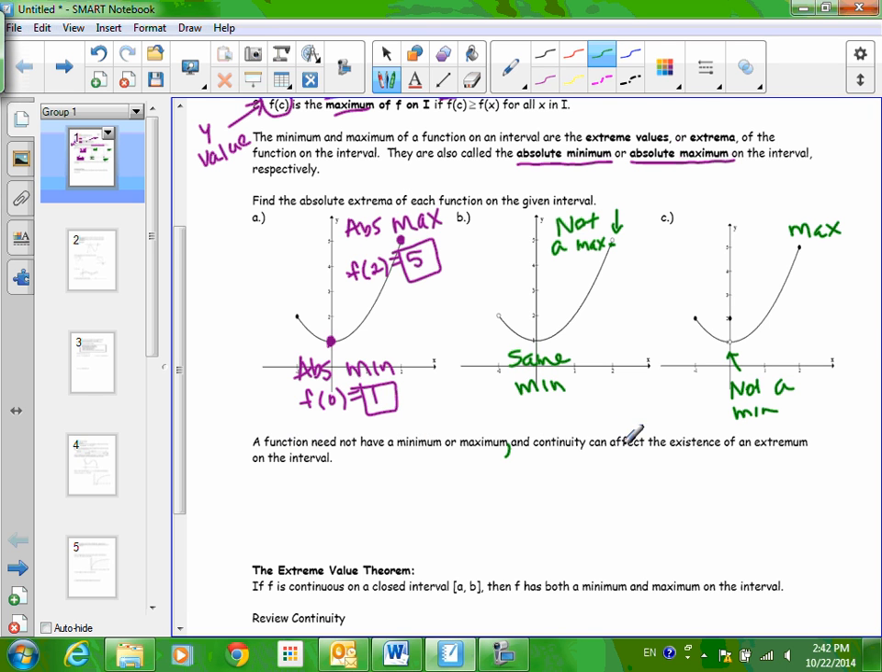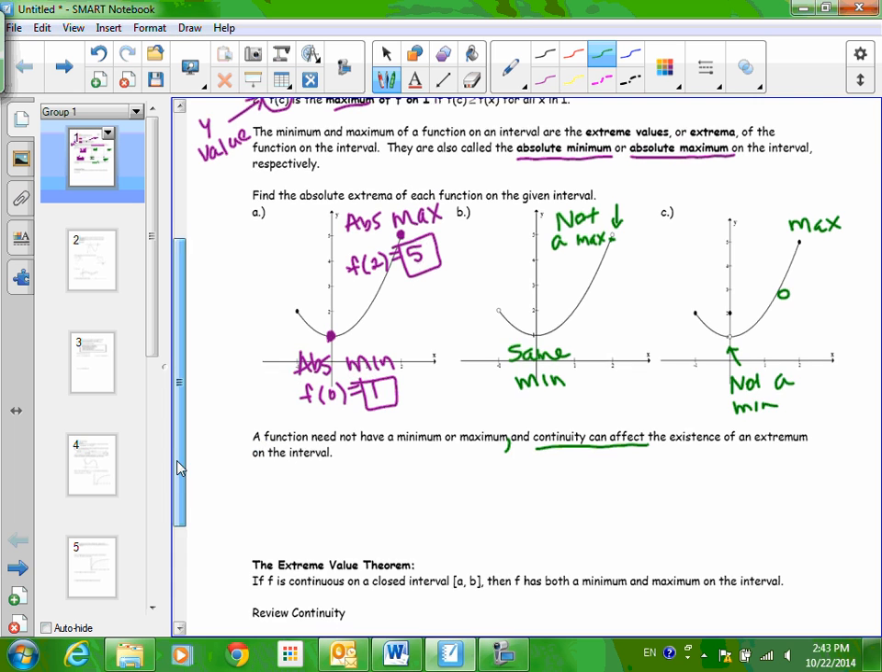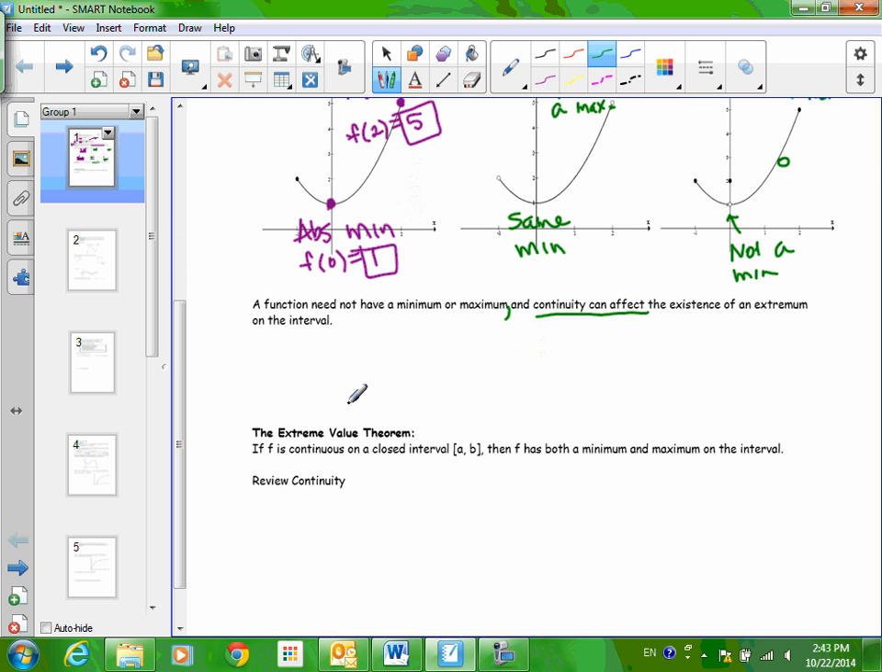Number two, continuity can affect this. So see here on C, we have a discontinuity. That affected the minimum. What if the discontinuity had occurred over here? Would that affect the max or min? No. All right. So here's what we need. If I'm going to say for sure we have a max and a min, this is what I need. I need continuity.